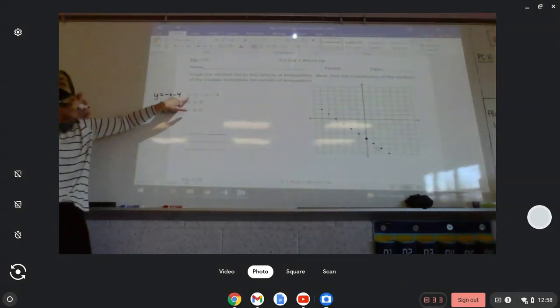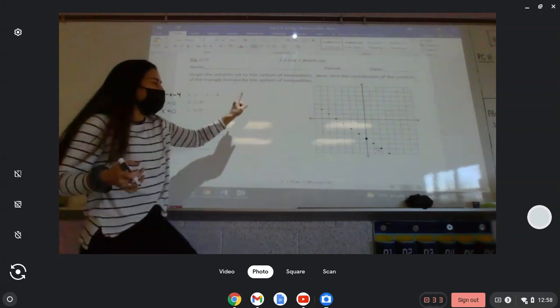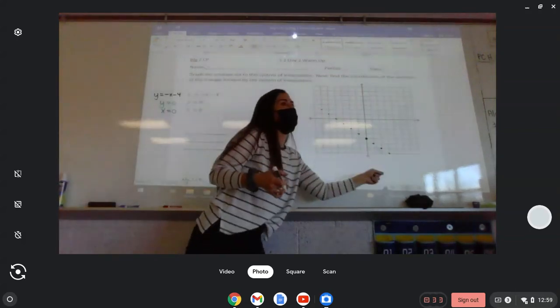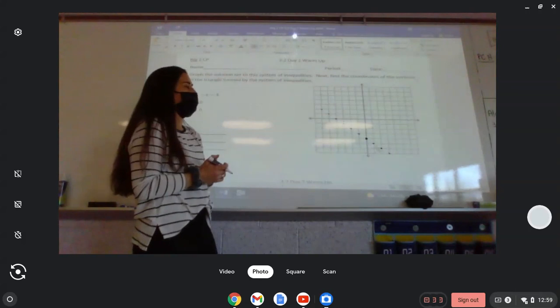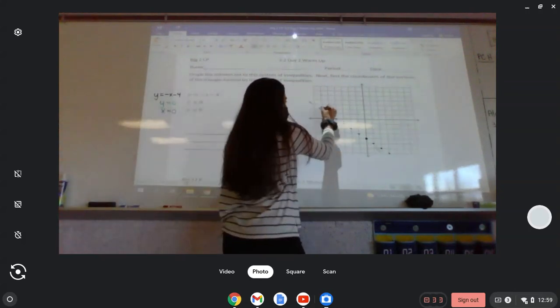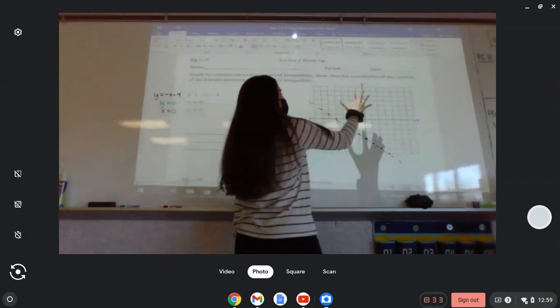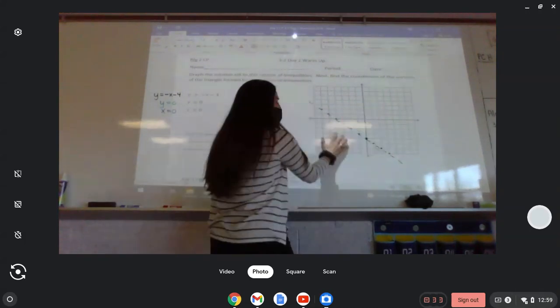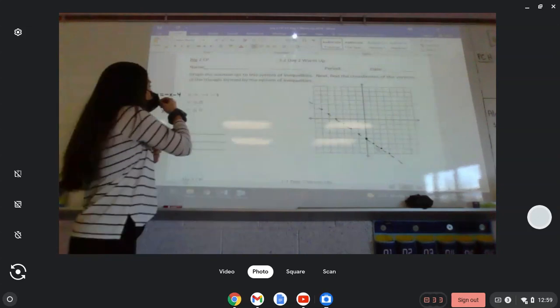We only want the y values that are greater than the points on this line. So that means we can't be a point on that line and be a solution. So do I want a solid or dashed line? Dash, dotted, whatever you want to call it. All right, so that makes a boundary between x and y values here and x and y values on this side. We have to shade where the answers are.